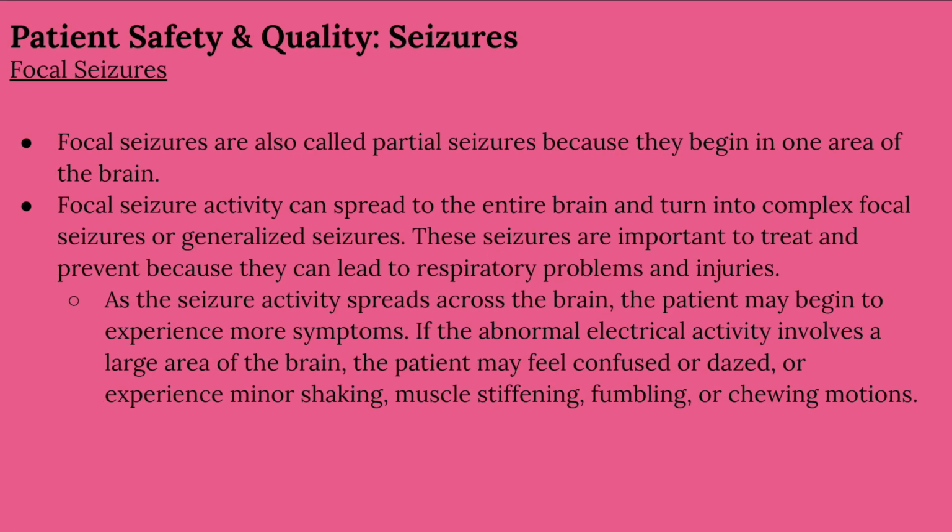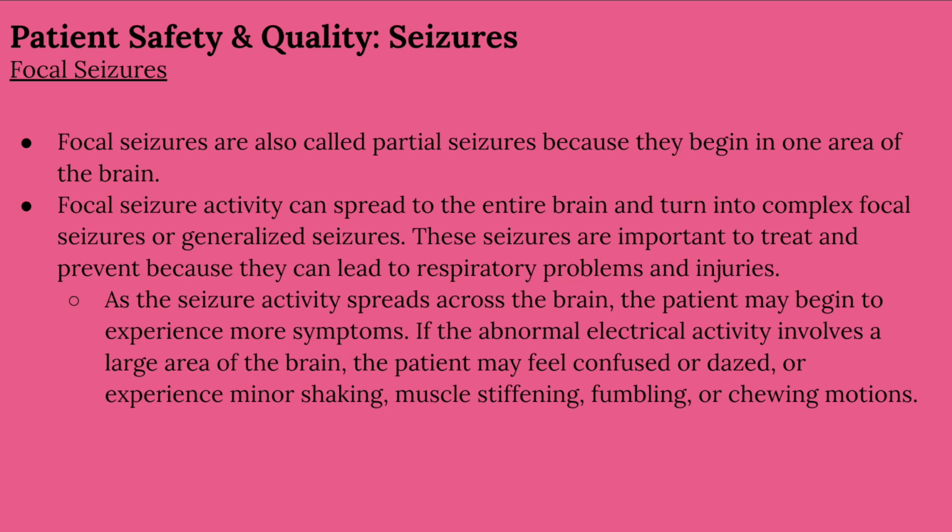Focal seizures are also called partial seizures, and this is because they begin in only one part of the brain. Now, focal seizure activity can spread to the entire brain and turn into complex focal seizures or generalized seizures. As the seizure activity spreads across the brain, the patient may begin to experience more symptoms. If the abnormal electrical activity involves a large area of the brain, the patient can start to feel confused or dazed, or experience mild shaking, stiffening of the muscles, fumbling, or chewing motions.